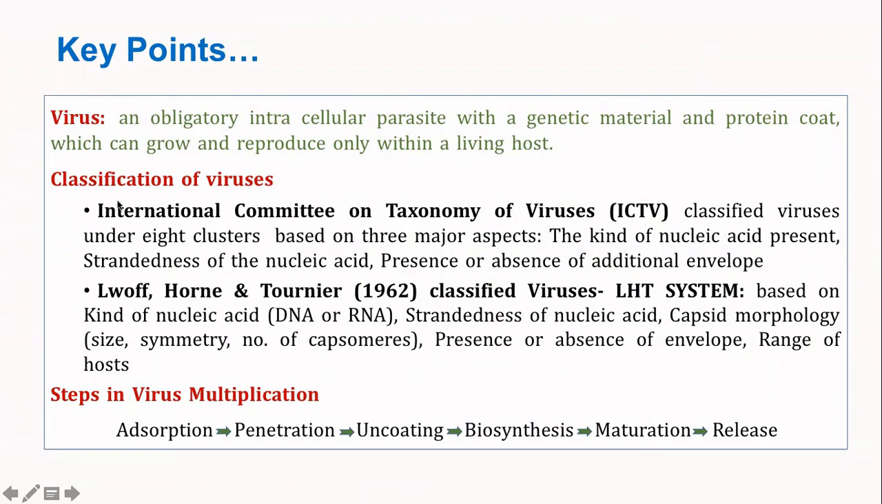ICTV classifies viruses into 8 clusters based on 3 major characteristics. One is the kind of nucleic acid present, whether it is DNA or RNA. Second is strandedness of the nucleic acid, whether it is single-stranded or double-stranded. And the final one, presence or absence of an additional envelope. The LHT system uses 2 more characteristics, which include the capsid morphology, like size, symmetry, and the number of capsomeres, and the range of host, along with the kind of nucleic acid, the strandedness of the nucleic acid, and presence or absence of the envelope.